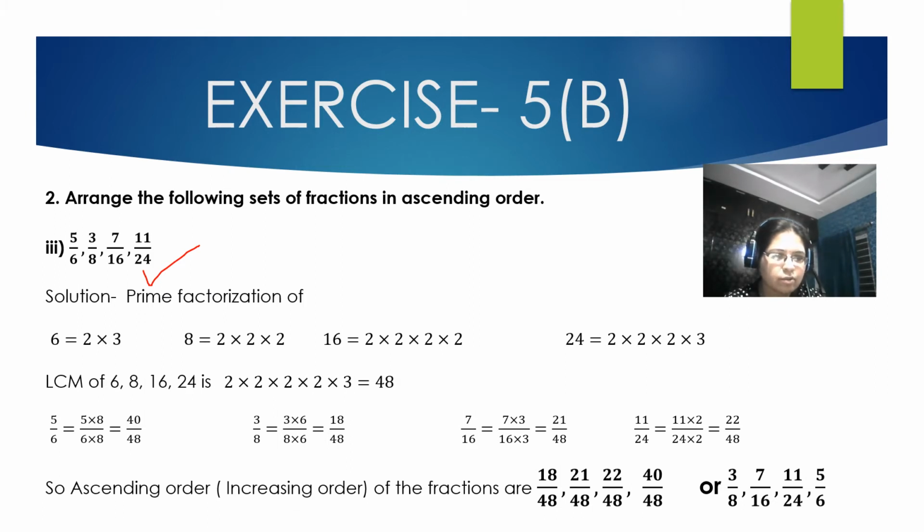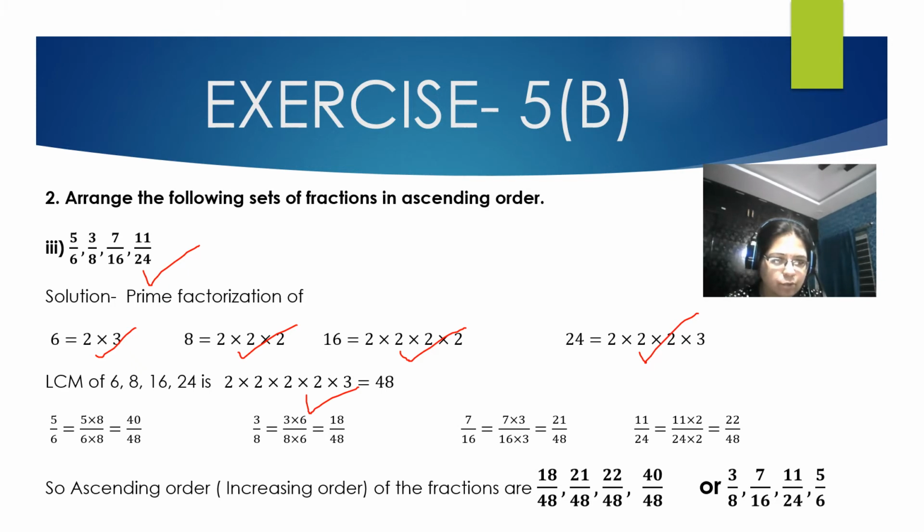So first find the prime factorization of the denominators. 6 is 2 multiplied by 3, 8 is 2 multiplied by 2 multiplied by 2, 16 is 2 multiplied by 2 multiplied by 2 multiplied by 2, and 24 is 2 multiplied by 2 multiplied by 2 multiplied by 3. These are the prime factorizations of the denominators. So the LCM of 6, 8, 16 and 24 is 2 multiplied by 2 multiplied by 2 multiplied by 2 multiplied by 3. There are four 2's and one 3.